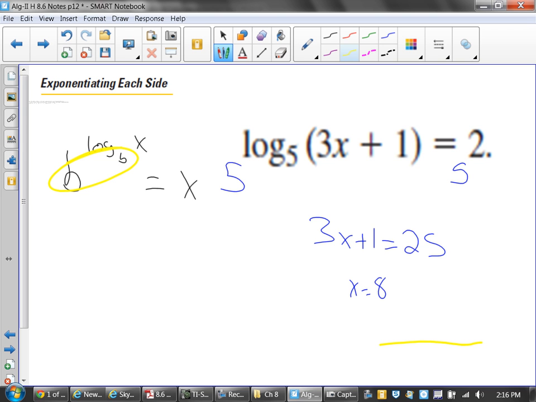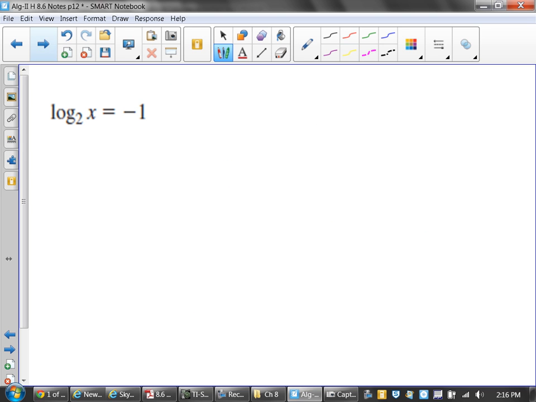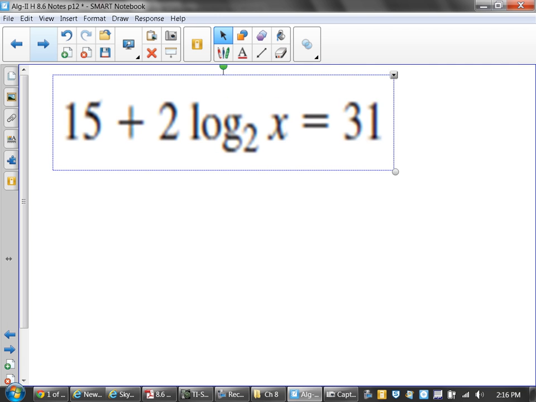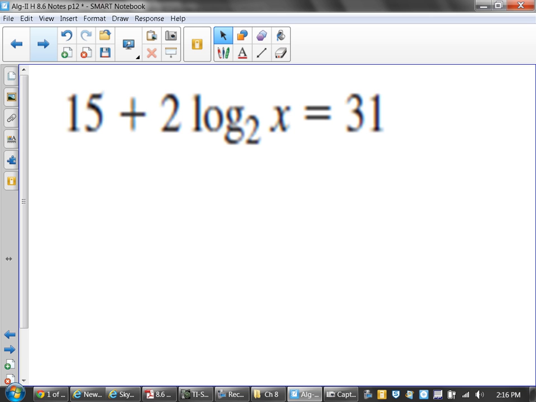The other example I had for this one, I think. Yeah, that was hard because it's 2 in there. 15 plus 2 times the log base 2 of x is 31. Again, this is setting us up to look like a multi-step equation. And I still want to try and get the value of x, which means I got to do a whole bunch of other junk before I can move stuff around.